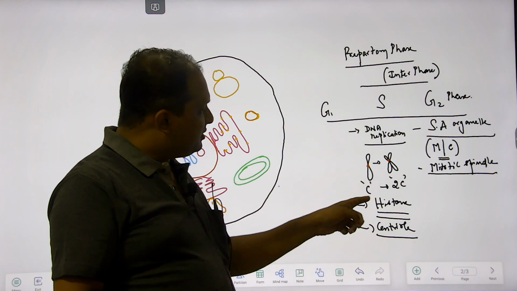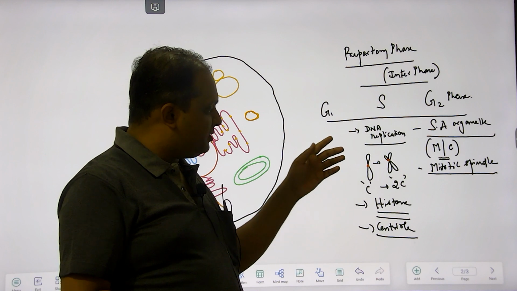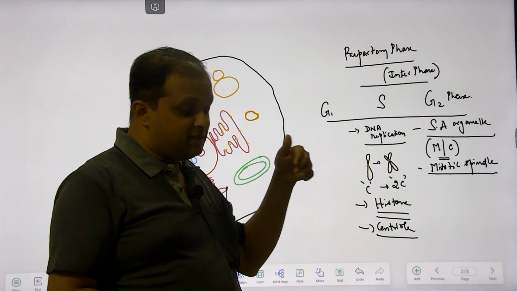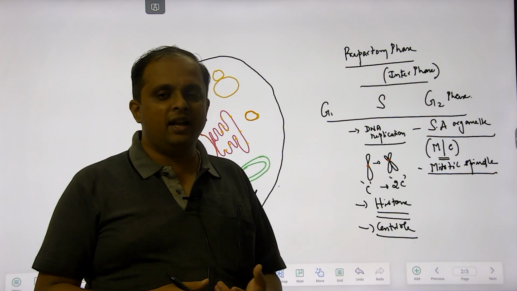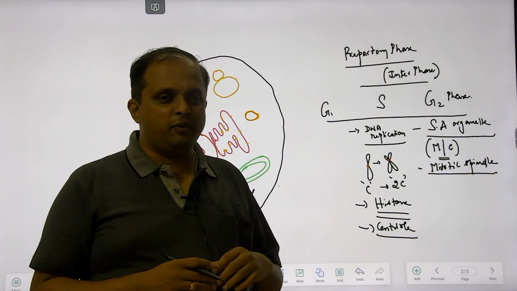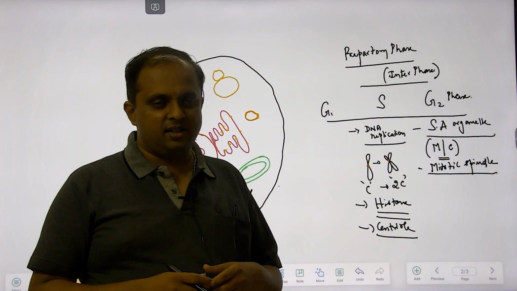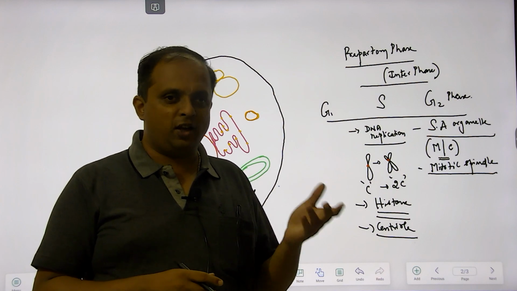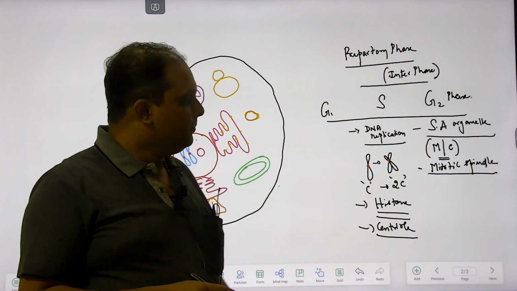And regarding this DNA replication, what is the chromosome, and what is the connection between the DNA and chromosome, everything, I'll try to make it as a separate discussion before we move on to the karyokinesis, that is the nuclear division happening either through mitosis or through meiosis, right?